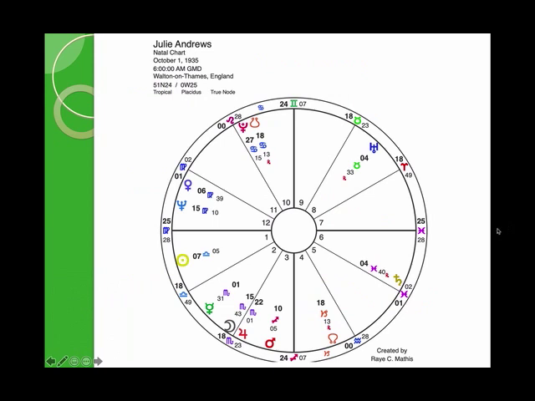Okay. Now we're looking at squares. This is Julie Andrews. This is another actress and obviously a singer. So let's look around. Pisces squares Virgo, Pisces squares Sagittarius. Okay. Now let's look at that one. That's Saturn and Mars, and Pisces and Sagittarius square each other.